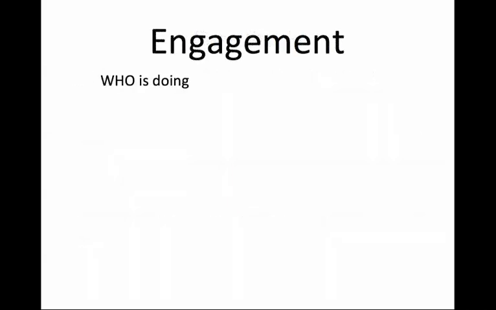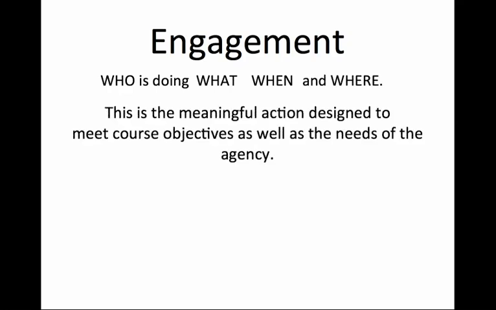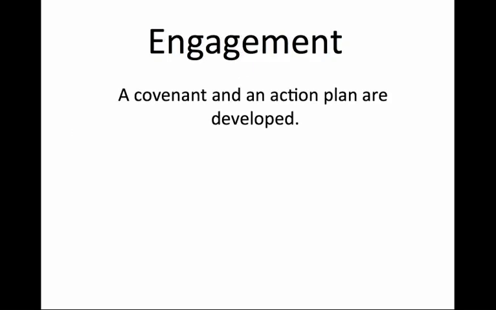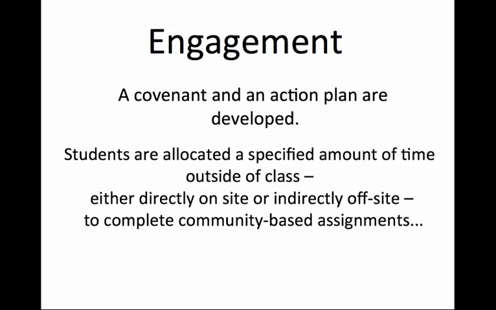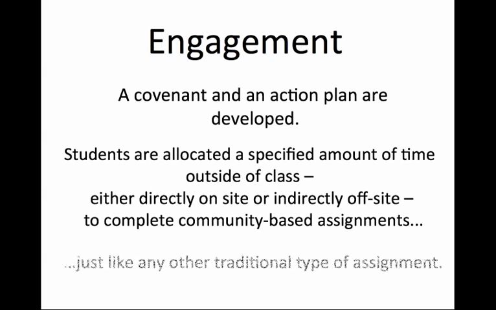In engagement, you're going to determine who is doing what, when, and where. And this is the meaningful action designed to meet course objectives as well as the needs of the agency. In engagement, you develop a covenant and an action plan, and students are allocated a specific amount of time outside of class, either directly on-site or indirectly off-site, to complete community-based assignments, just like any other traditional type of assignment.